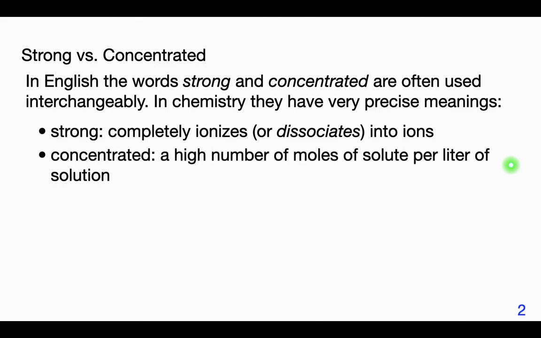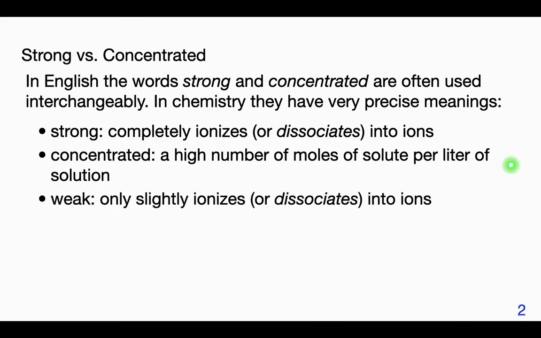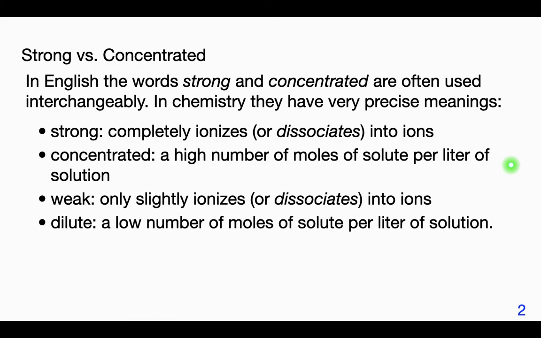Concentrated is a high number of moles of solute per liter of solution. So you can have a strong acid be very concentrated, or you could have a weak acid be very, very concentrated. So they mean different things. Weak only slightly ionizes or dissociates into ions. Dilute, a low number of moles of solute per liter of solution.